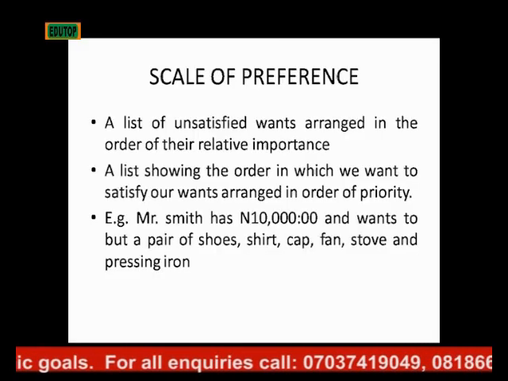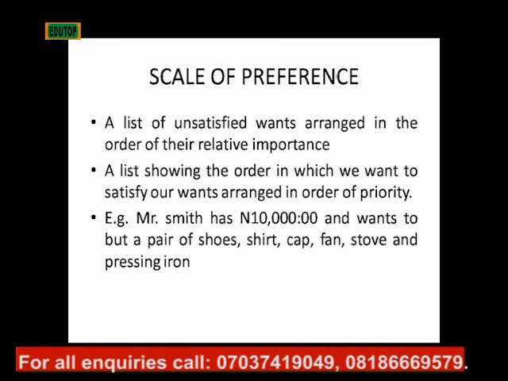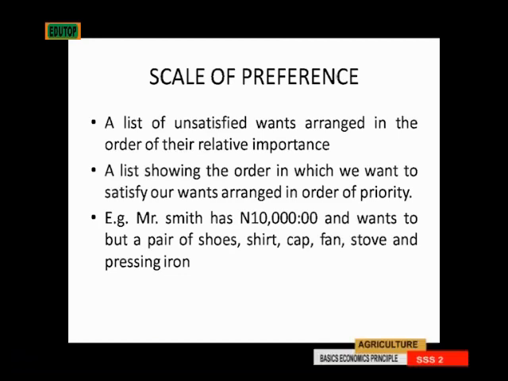Scale of preference is a list of unsatisfied wants arranged in the order of their relative importance. It is a list showing the order in which we want to satisfy our wants, arranged in the order of priority. For example, in this example we have Mr. Smith. He has 10,000 naira and he wants to buy a pair of shoes, shirts, cap, fan, stove, and pressing iron, all with 10,000. So what does he do?